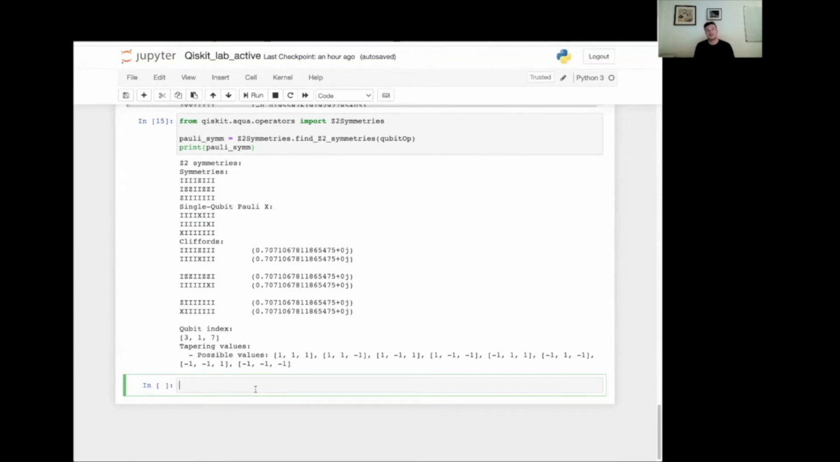So let's use this function, and let's see how it gets rid of these two symmetries, which, in terms of encoding our qubit operator, means that we will be able to encode it with 6 qubits, with the number of qubits diminished by the number of Z2 symmetries that we are targeting. So let's define a tapered qubit operator with this label T.